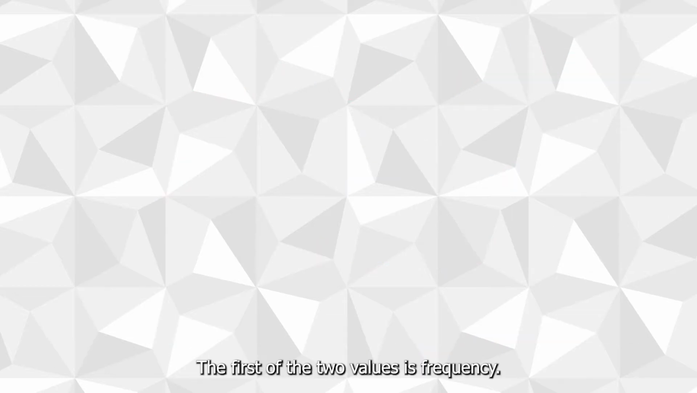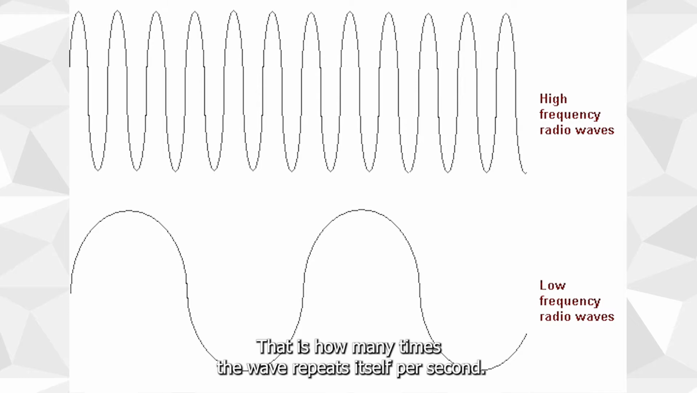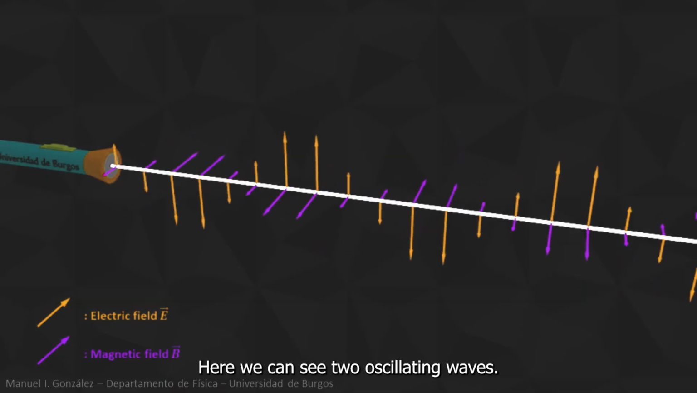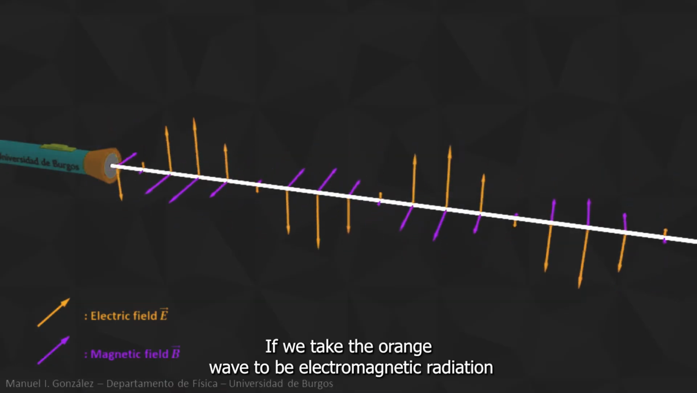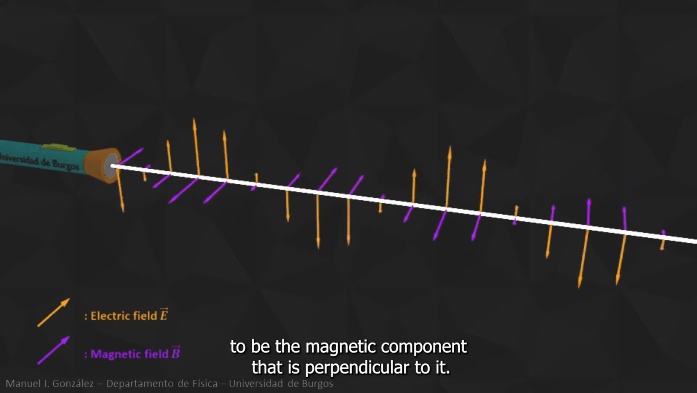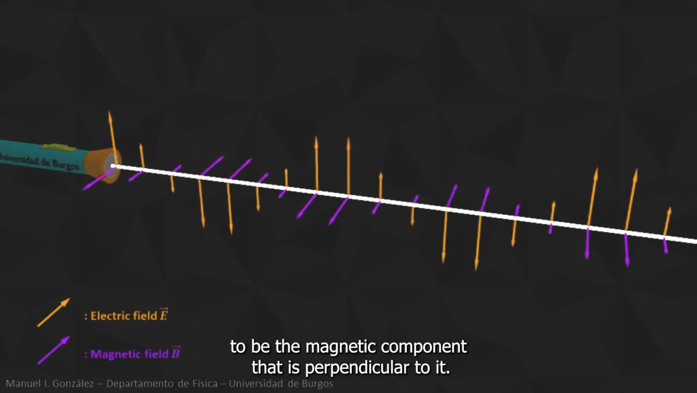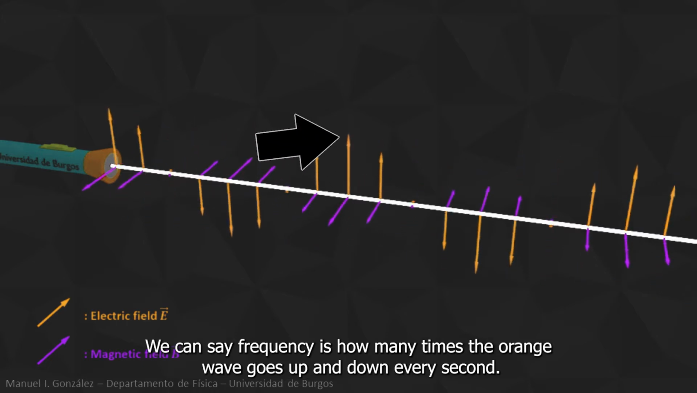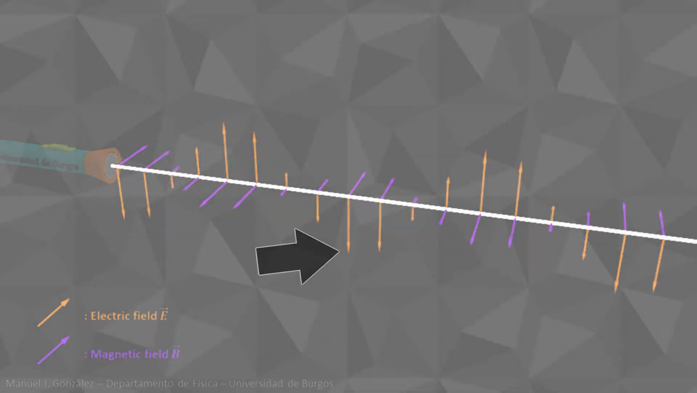The first of the two values is frequency. That is, how many times the wave repeats itself per second. Here we can see two oscillating waves. If we take the orange wave to be electromagnetic radiation, and the purple wave to be the magnetic component that is perpendicular to it, we can say frequency is how many times the orange wave goes up and down every second. The second value is wavelength.